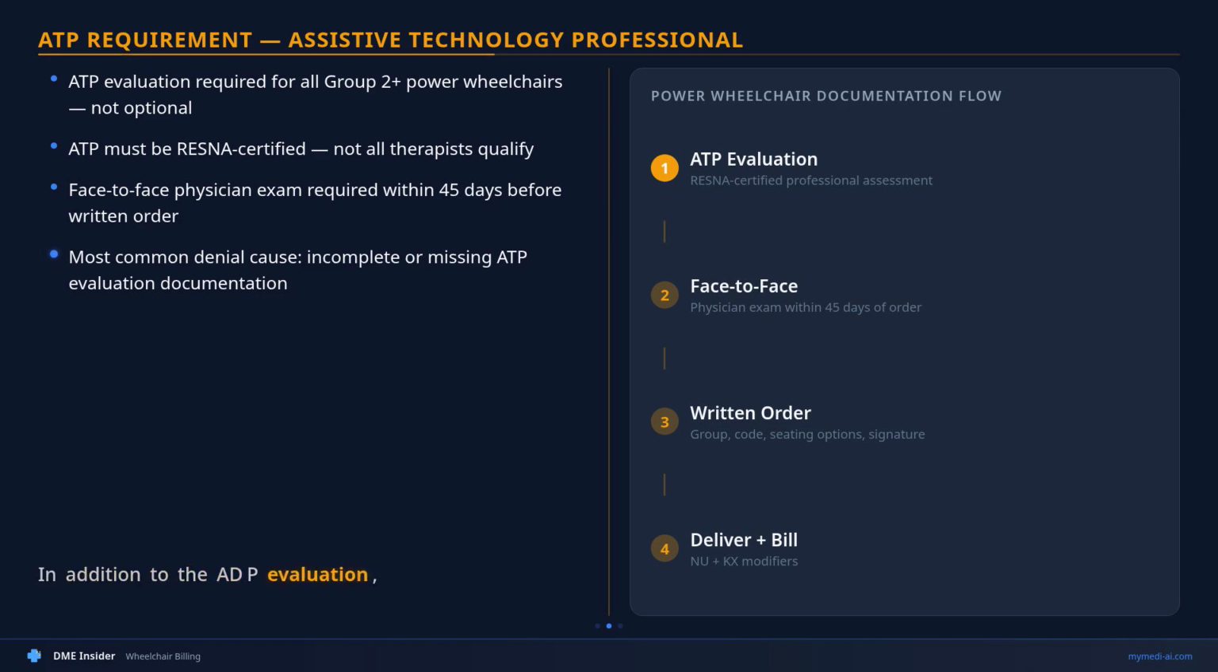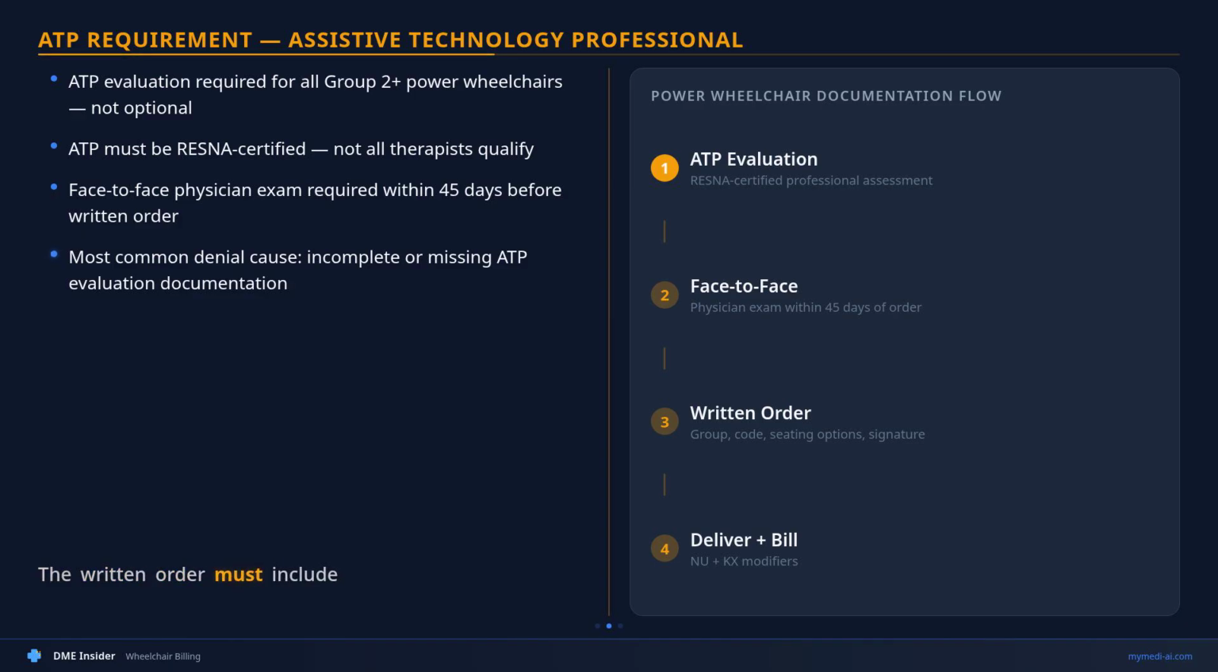In addition to the ADP evaluation, the patient must have a face-to-face examination by the treating physician. This examination must occur within 45 days before the written order. The physician must document the patient's mobility limitation, explain why a power wheelchair is medically necessary, and confirm that the patient was seen in person.